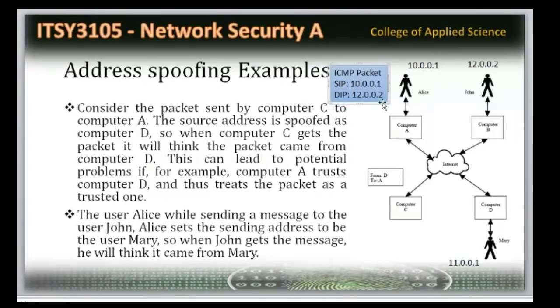Now, this person is going to give the command. What is the command? Ping 12.0.0.2. He is giving a ping command like this. Now, this packet, the ICMP packet, will go to the internet, and it will reach 20.0.0.2.